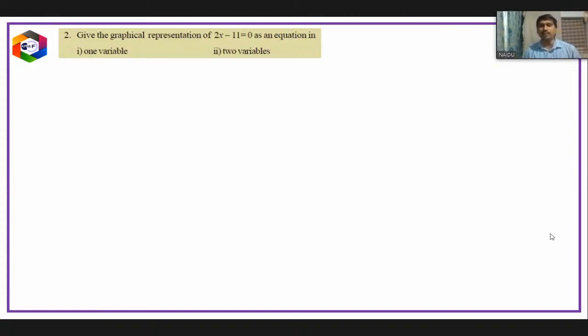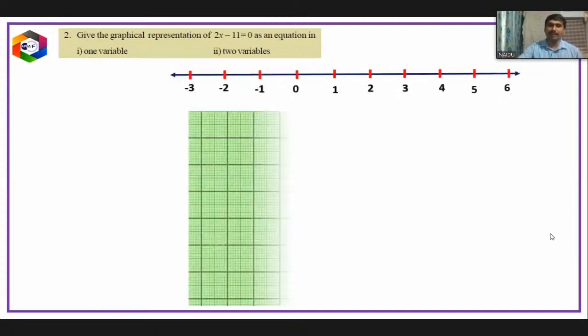Two variables, if you take, means automatically what you can take? y will be anything, so here it is in terms of x. That's why I'm saying, in that case, it is a Cartesian plane. Just like what we did earlier, Cartesian plane. So it has infinitely many solutions, and it will be a straight line. So let us draw the number line and the Cartesian plane.